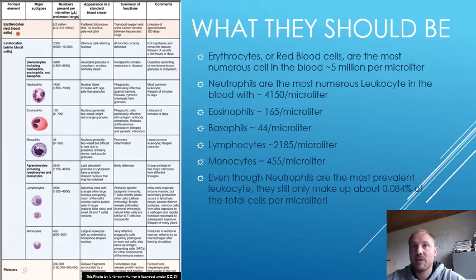Now these numbers might seem a little daunting, like the neutrophils at 4,000, but by comparison, in that one little microliter, only about 0.084% of the total cells in that microliter are neutrophils. They're a very small percentage.